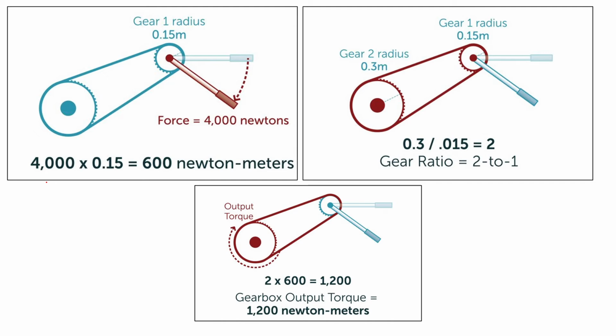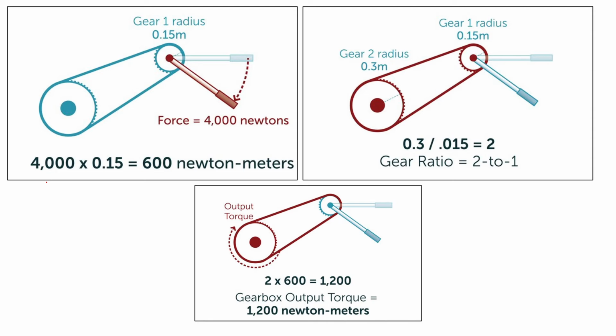Let's have a look at this diagram here. So you've got 4,000 newtons applied to the instrument. That makes it turn. You know that the radius is 0.15 meters. So the moment of this force is force times distance, which is 600 newton meters. Is that correct? Yes, it is correct. 4,000 times 0.15 is 600 newton meters.